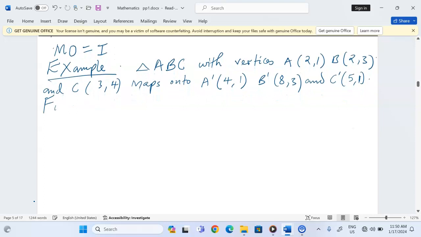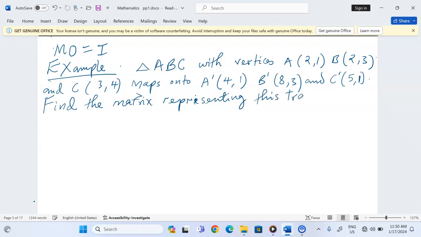Find the matrix representing this transformation. So there is a transformation which is mapping this triangle onto the given image. And now we are told to find such a matrix. Solution.